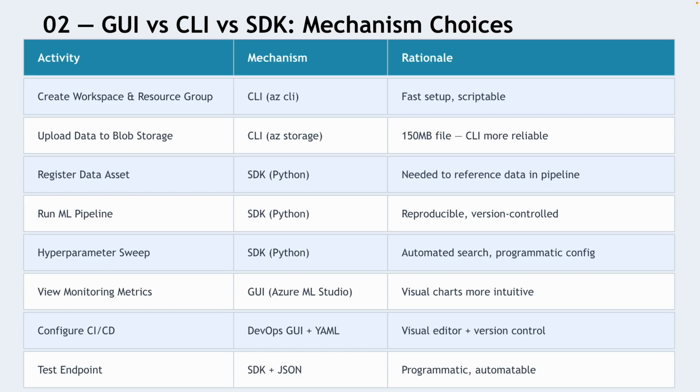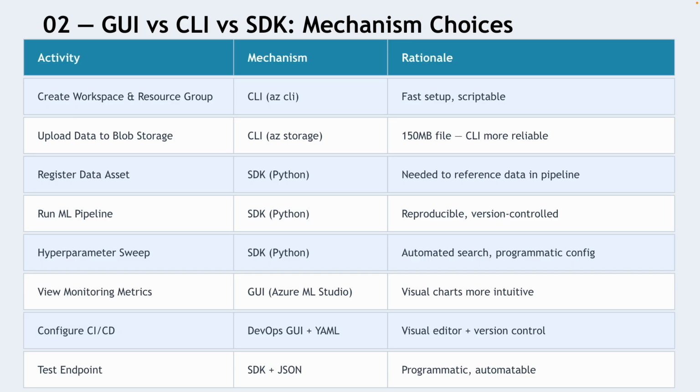at a glance. One of the key requirements of this assignment is to reflect on when to use the GUI, CLI, or SDK. Here's exactly how I applied it. I used the Azure CLI to create a workspace and resource group. It is the fastest way to set up infrastructure and it is scriptable. I also used the CLI for uploading the 150 MB CSV file to blob storage because the portal GUI upload is unreliable for large files. I used the Python SDK for registering data assets, running the pipeline, configuring the sweep job, and deploying the endpoint. All activities that need to be reproducible and version controlled.